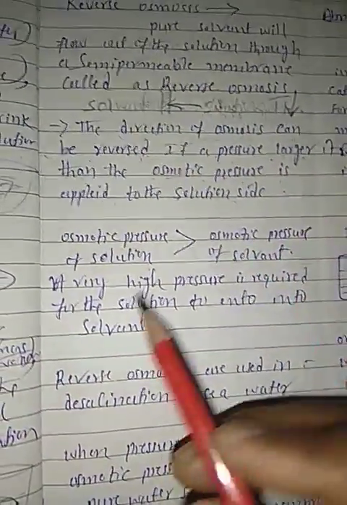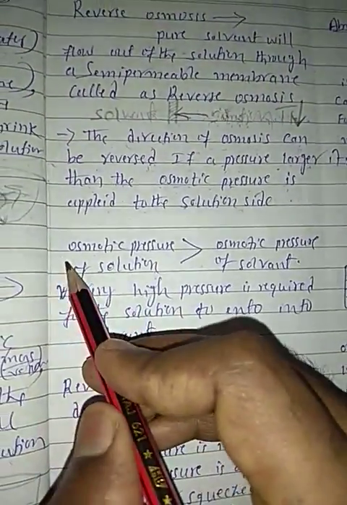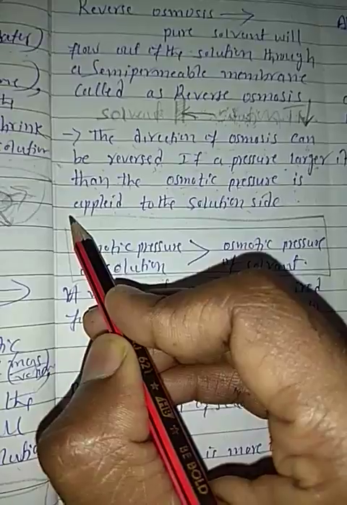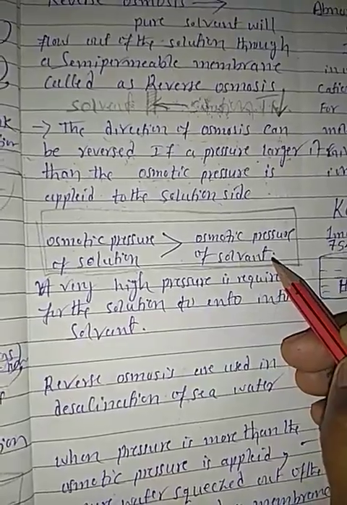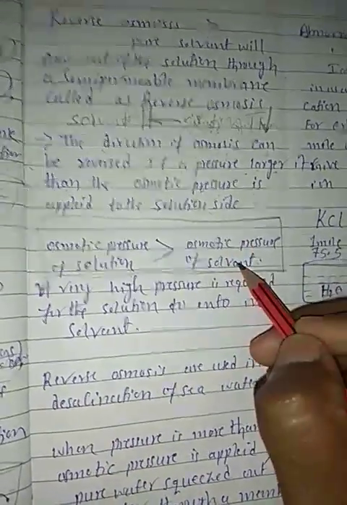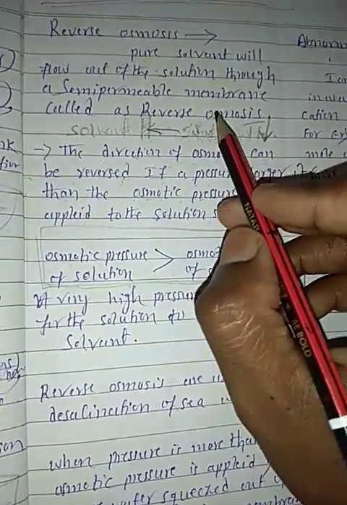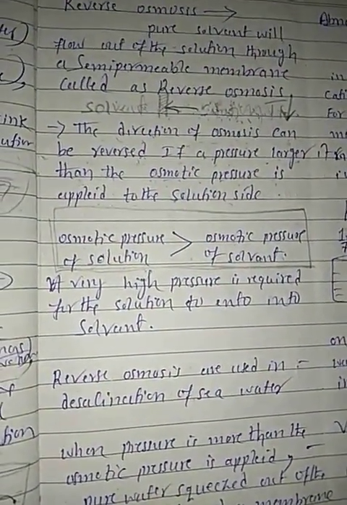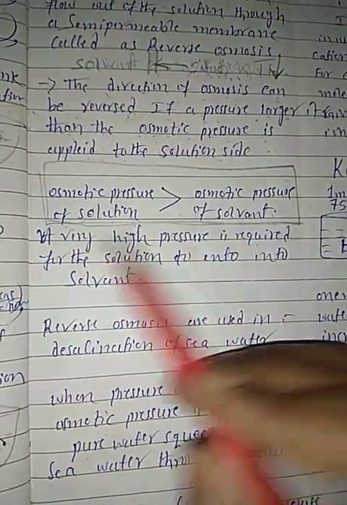Right, students? Let's see. The osmotic pressure of the solution is greater than the osmotic pressure of the solvent. So when the osmotic pressure is higher on the solution side, the solvent particles from the solution side enter into the solvent. Right, students? Okay.